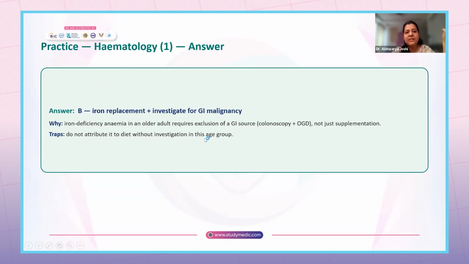Why? Iron deficiency anemia in an older adult indicates GI malignancy, and it has to be excluded with colonoscopy and upper GI endoscopy. OGD refers to esophagogastroduodenoscopy, and not only supplementation. Do not attribute it to diet without investigation in this age.